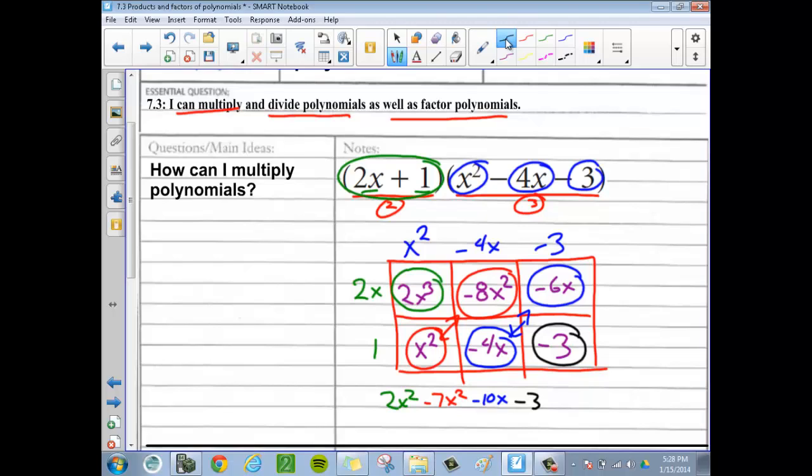So our final polynomial, when we multiply 2x plus 1 times x squared minus 4x minus 3, we get 2x squared minus 7x squared minus 10x minus 3. And I'm sorry, I caught my mistake. This squared should be a third. 2x to the third minus 7x squared minus 10x minus 3.